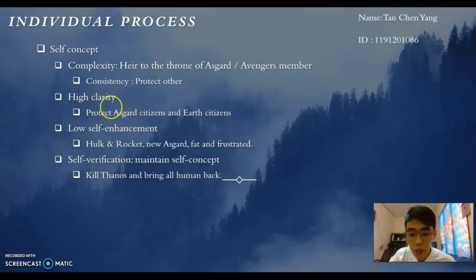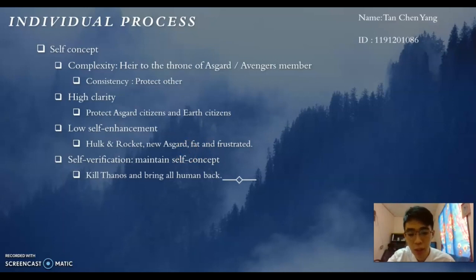But Thor has low self-enhancement here, because when Hawk and Rocket find him in New Asgard, he has become fat and frustrated, because he thinks that he is the reason why Thanos was able to snap his fingers and half of the universe's life vanished.